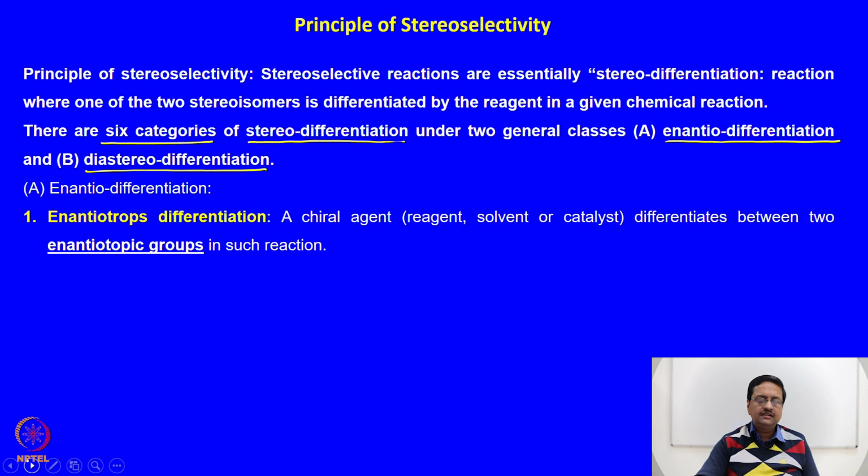The first one is called the enantiotopic differentiation, where a chiral reagent or chiral agent, which can be a reagent, solvent or a catalyst, differentiates between 2 enantiotopic groups present in a molecule in a given reaction. So when the enantiotopic groups are differentiated by a chiral reagent, then we call it an enantiotopic differentiation.